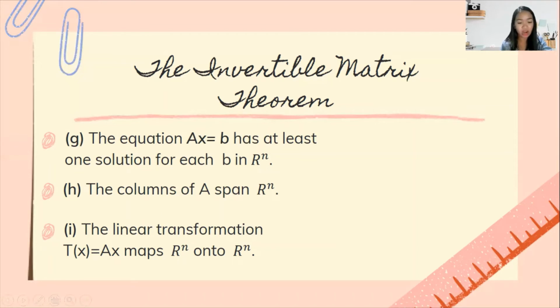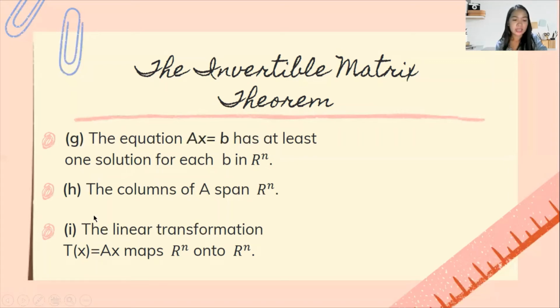So if the columns of A span Rn, we can take any n-dimensional vector, we'll call that B, and express B as a linear combination of the columns of A. So basically here in letter H, we are also creating another AX is equal to B, which has a unique solution. So they are related to each other.